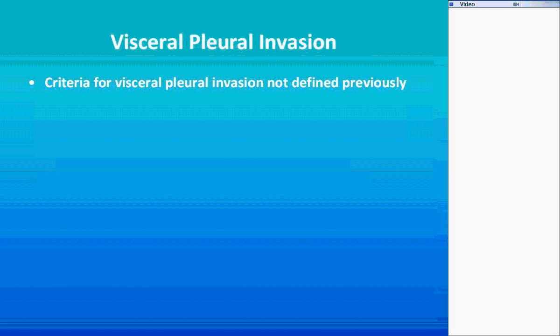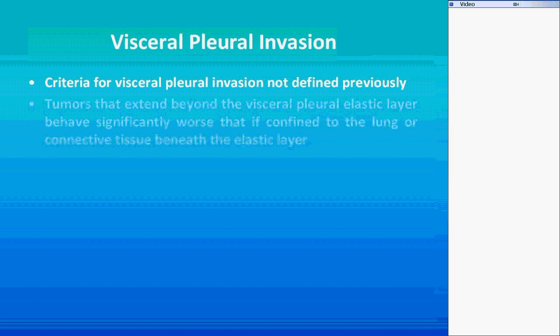Now, a category that's in the CAP protocol that has caused a lot of confusion in the 6th edition of the AJCC is the presence of visceral pleural invasion. In the past, although it appeared as a T category element in the 6th edition of the AJCC, no good histologic criteria were outlined in the lung cancer chapter as to what constitutes visceral pleural invasion, leaving it essentially a free-for-all of what it really constituted.